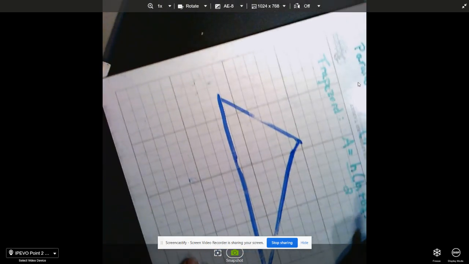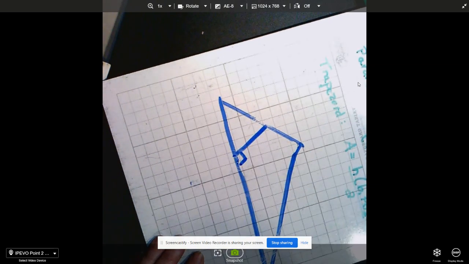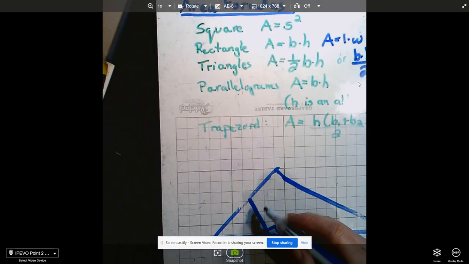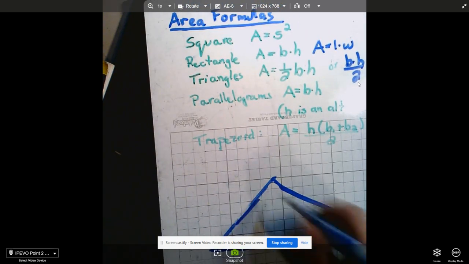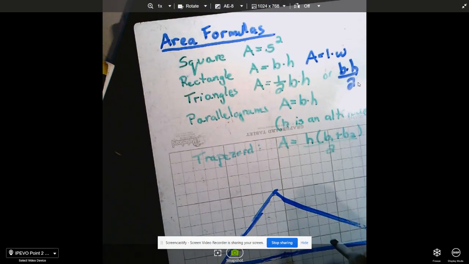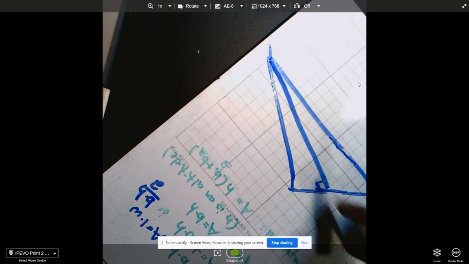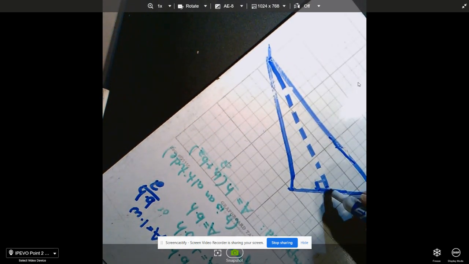If I drew it from like here, I can't draw that well, but if that's my altitude, and it said that this here was 2, that's not a good example. I'm sorry, let me try that again. You have to draw it from, maybe I'll do it from this one here. This would be better. So if I do it from here over here at a right angle, now this would be my altitude. It goes from a vertex to the opposite side at a right angle.